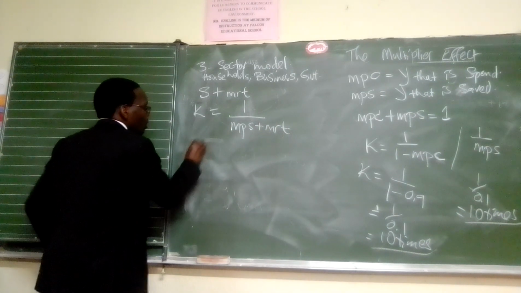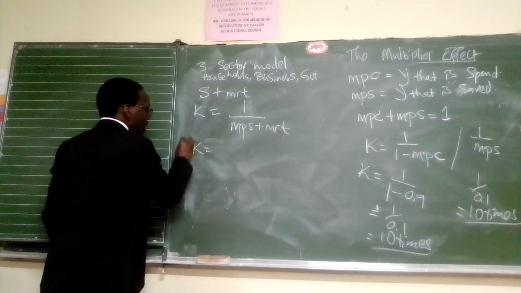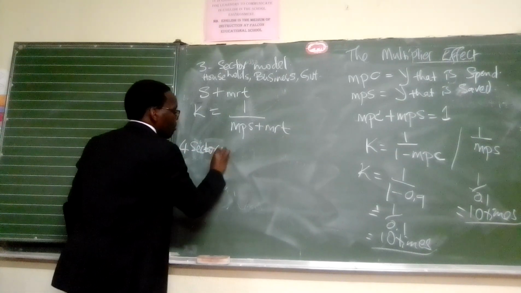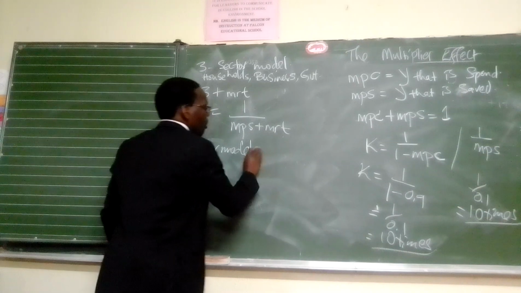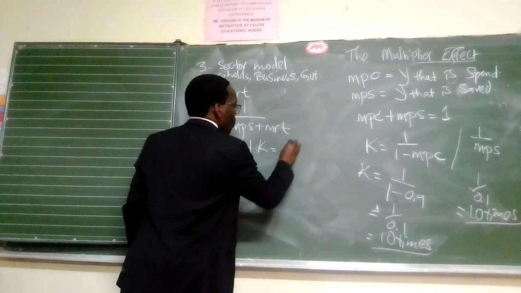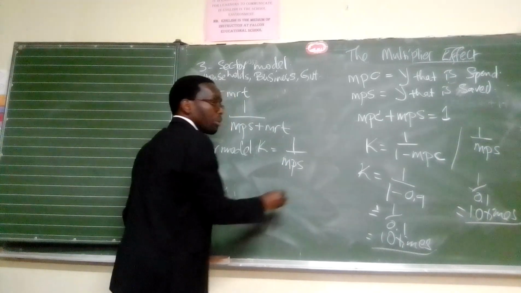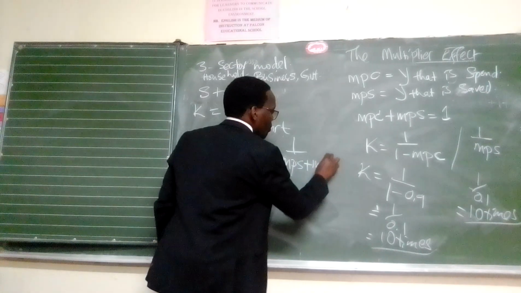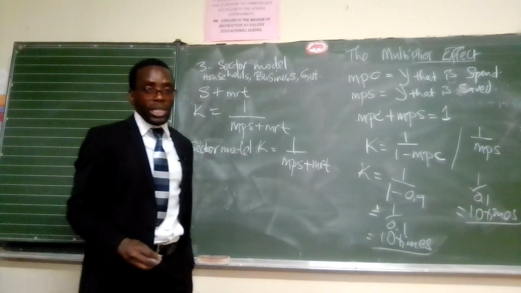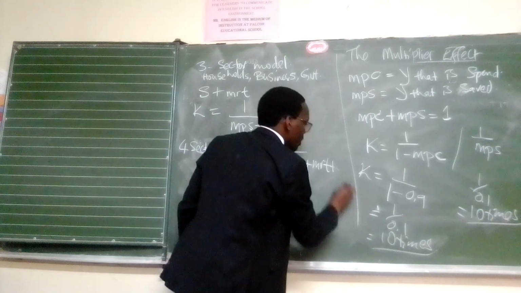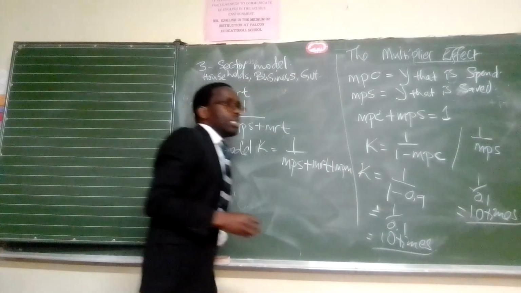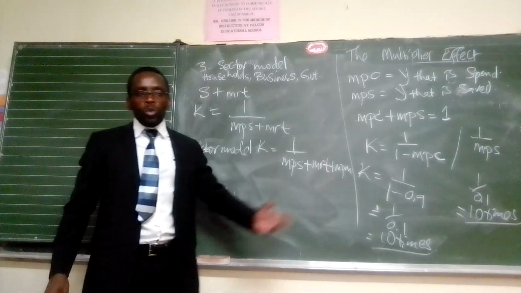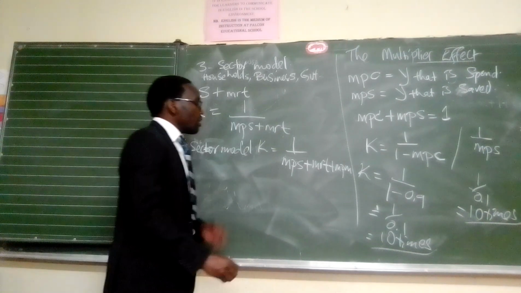So in this case, our multiplier for a four-sector model is going to be 1 over MPS, which is the marginal propensity to save, that portion of income that was saved by households, plus the MRT, which is that portion of income that was taken by government through taxes, plus the MPM, which is the marginal propensity to import, that portion of household income that is going to be spent on buying goods from the rest of the world. Now, this is what it would mean.